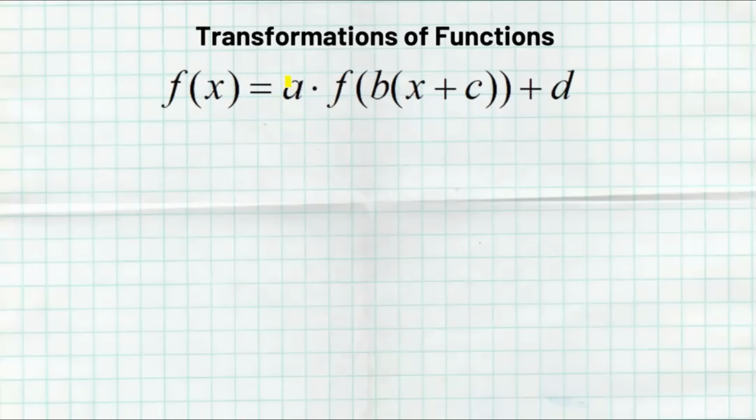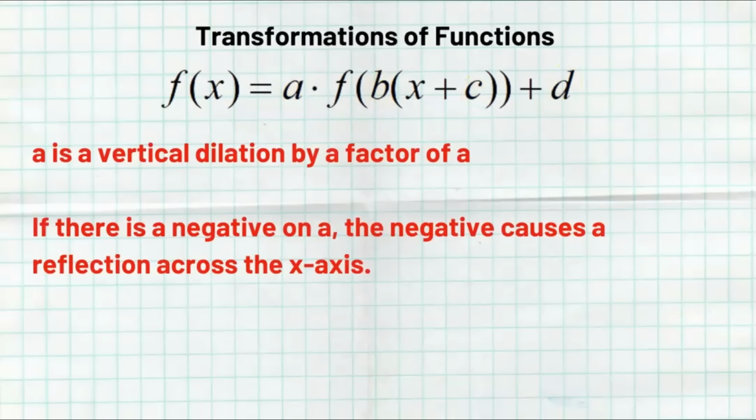We got 4 different values. We got a, we got b, we got c, and we got d, all these different locations that are going to tell us different things. So let's talk about each one of them right now. First, a, multiplying out in front of your function, is a vertical dilation by a factor of a.